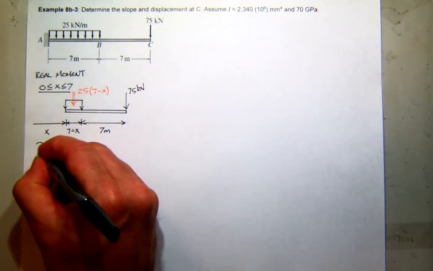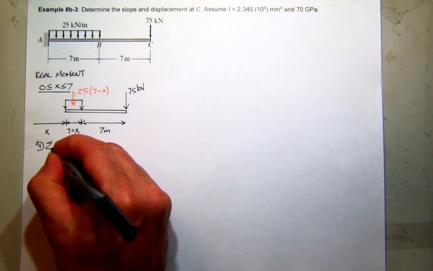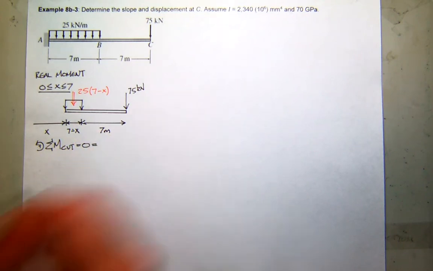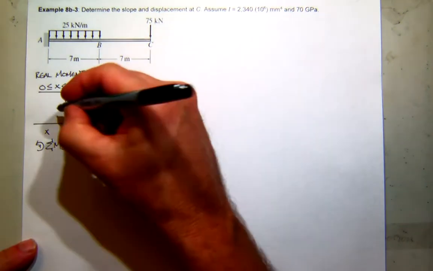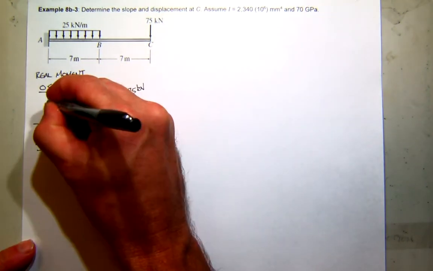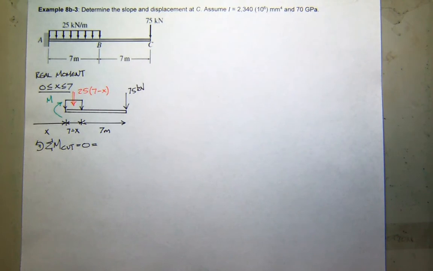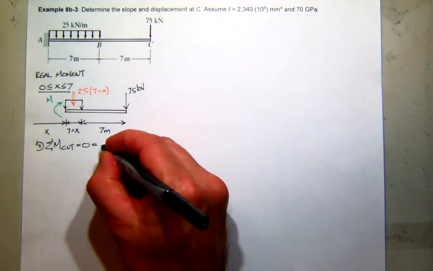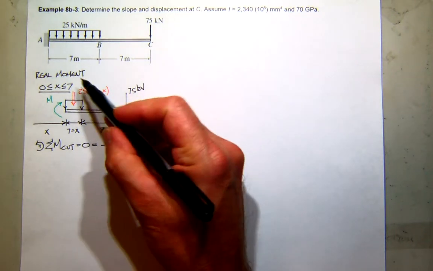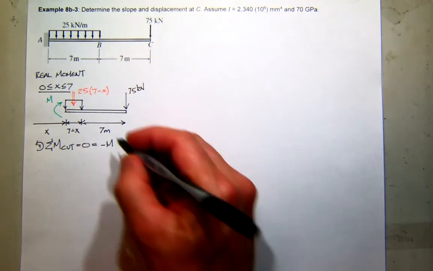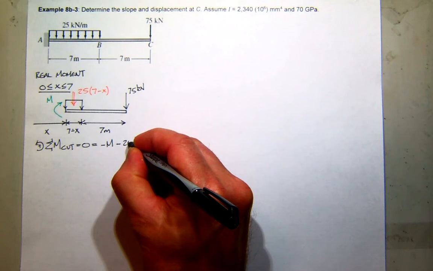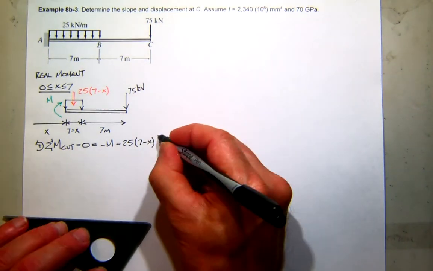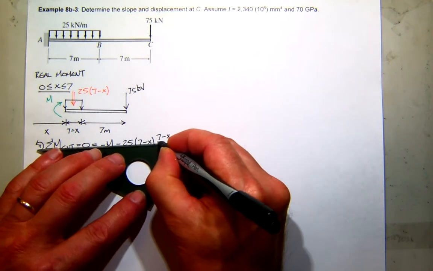So if I sum moments about the cut, what do I have? Hang on, I forgot something important. The moment. So starting with the moment, is that going to be positive or negative with my sign convention? Negative. The concentrated equivalent force about the cut? Negative. So it'll be negative 25 times 7 minus x times the moment arm, which is 7 minus x over 2.